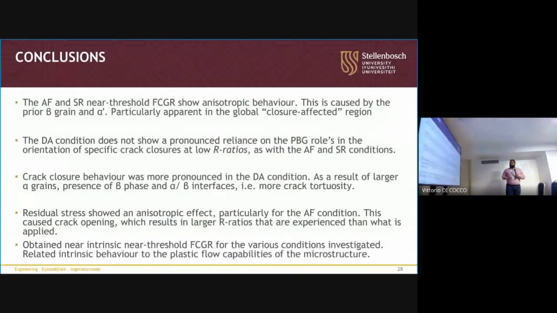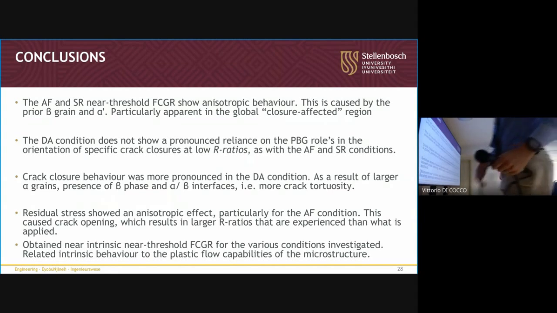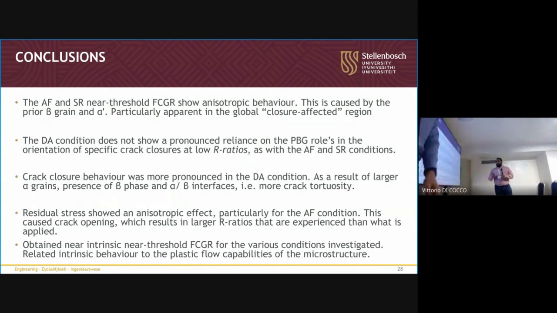And then to conclude, we associated crack closure with the prior beta grains, the relationship between the alpha and the prior beta grain. The duplex and bimodal ended up with a higher threshold due to its alpha grain size and the phases of the beta, as well as our residual stress showing some anisotropic effect.